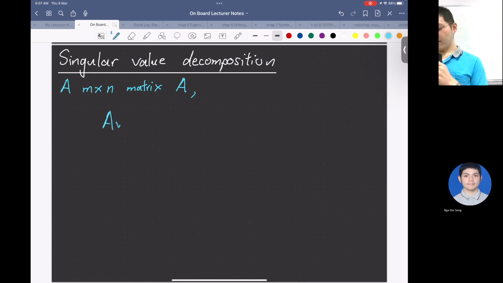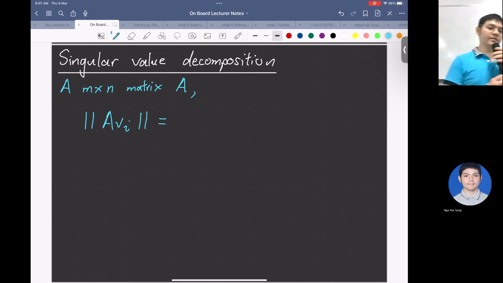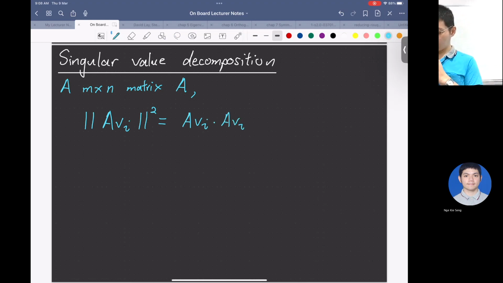Let's say I take A, apply it on some vector, call it v_i, and we compute the length. Applying the formula for the inner product, we have A v_i dot A v_i. I take the square, so I remove the square root here. What's the definition of this? You transpose the first and then matrix multiply with the second. So this is just v_i transpose times A transpose A v_i.